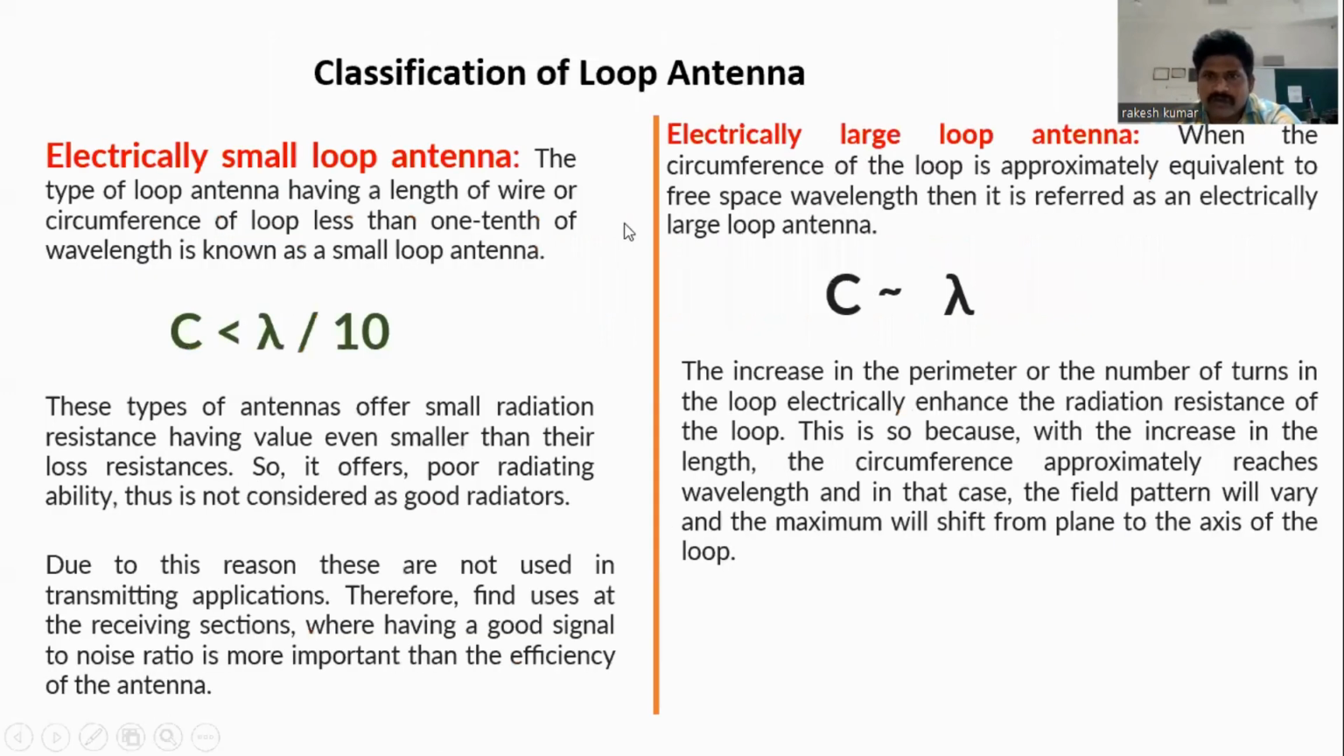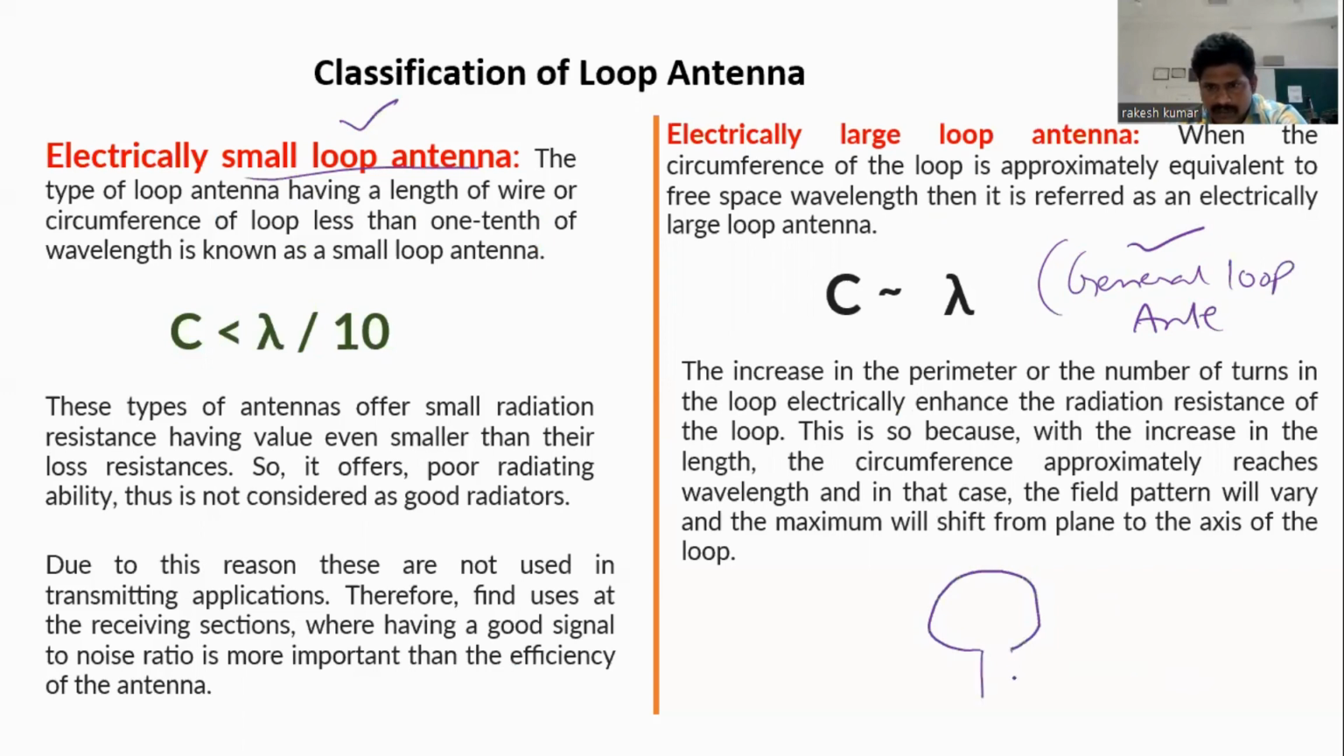Now, classification of loop antennas. There are two classifications of loop antennas. One is the small loop antenna, and the other one is the general loop antenna. So, for example, this is my loop antenna, a circular loop antenna.